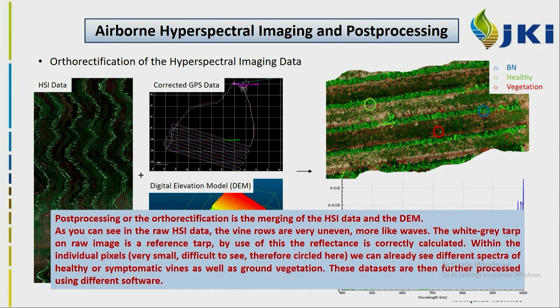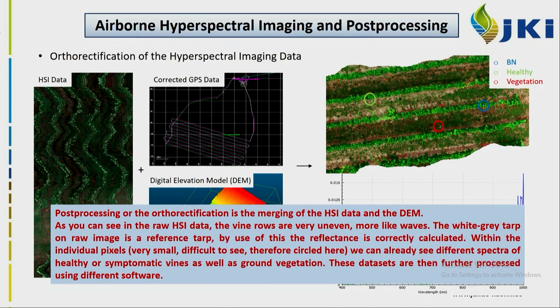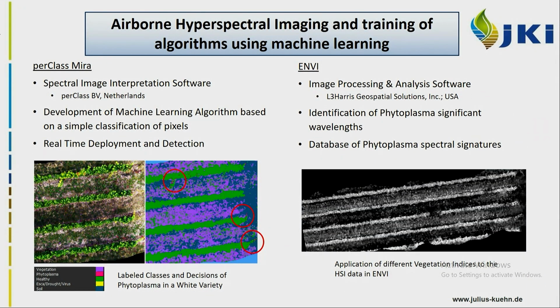These data sets are then further processed using different software. Two different software packages are used, and with this you can have a training of algorithms using machine learning. Excuse me if I cannot really explain all these processes, because this is not my topic, but I try to do it roughly, and if you have questions, I will try to answer.